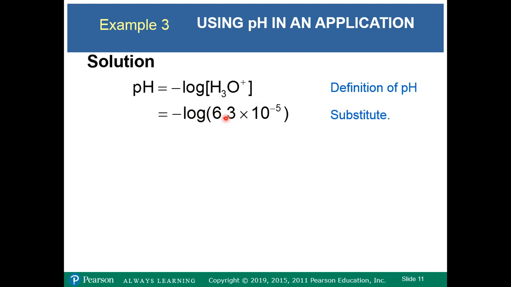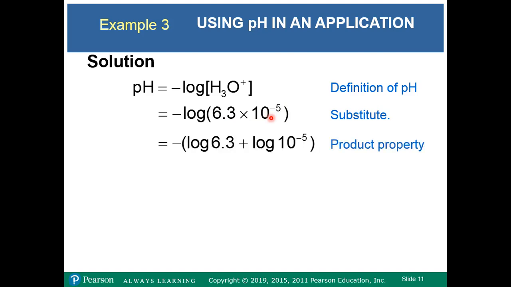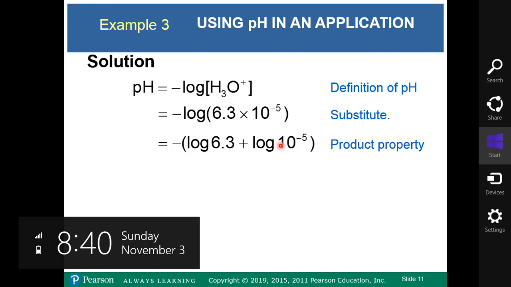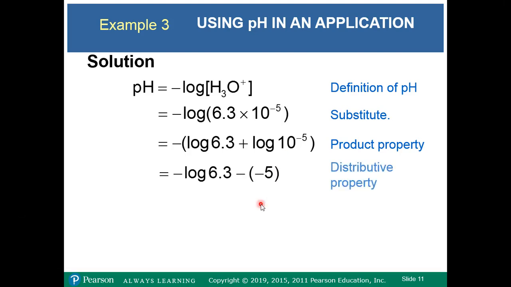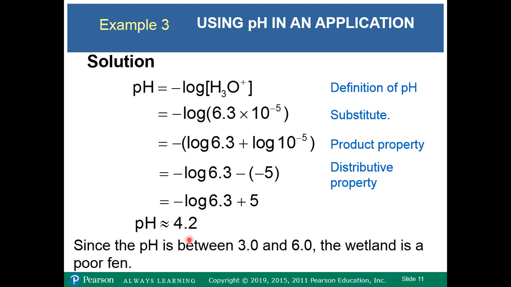So we're going to take the negative log of this, so we're going to split it up into the log of 6.3 and the log of 10 to the negative fifth power. And this is going to give us negative 5. And we're going to take the negative log of 6.3 minus, because we distribute the negative sign, of negative 5. So negative log of 6.3 plus 5. And so we get approximately 4.2. Now based on that 4.2, this would be categorized as a poor fen.